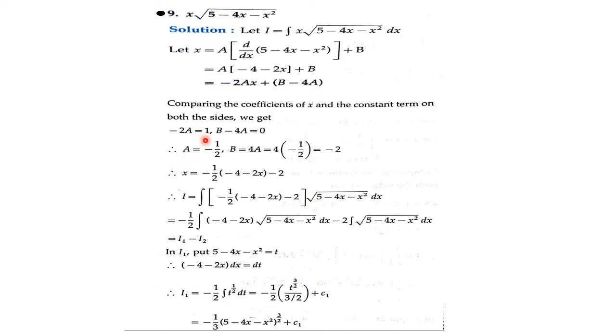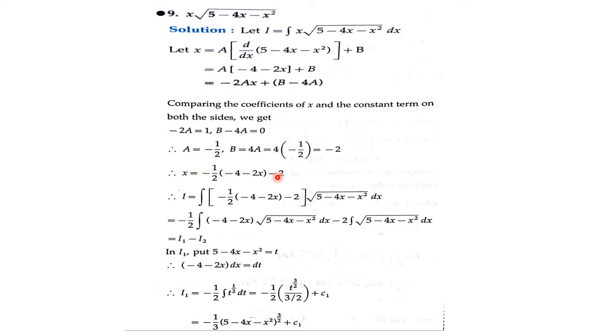Therefore, a is equal to minus 1 by 2 and b is equal to 4a. But this can be written as 4 into a, which is equal to 4 into minus half. So substituting it, we will have minus 2. Therefore, this equation becomes x is equal to minus half into (minus 4 minus 2x) minus 2. Here a is equal to minus half and b is equal to minus 2.